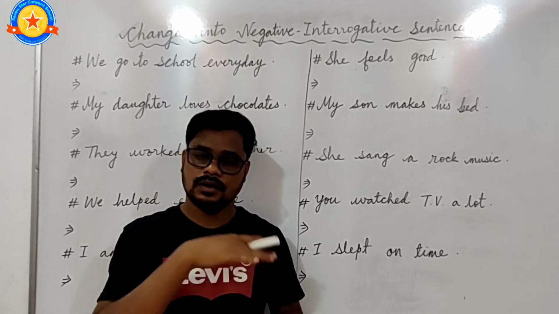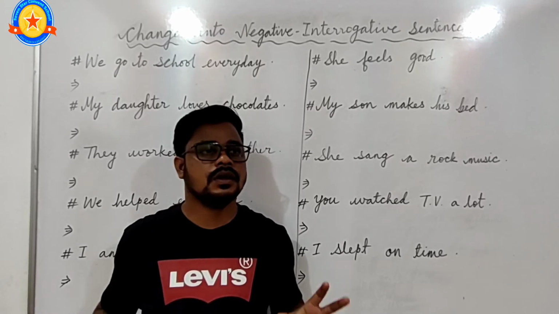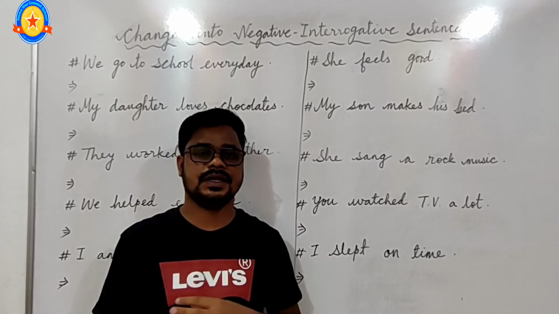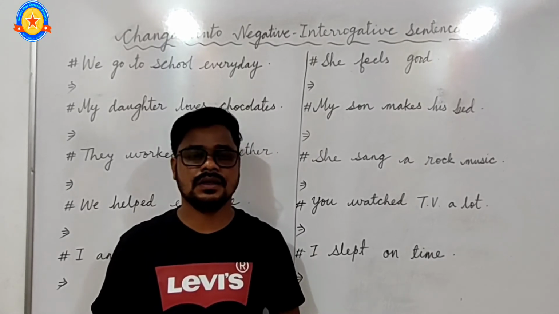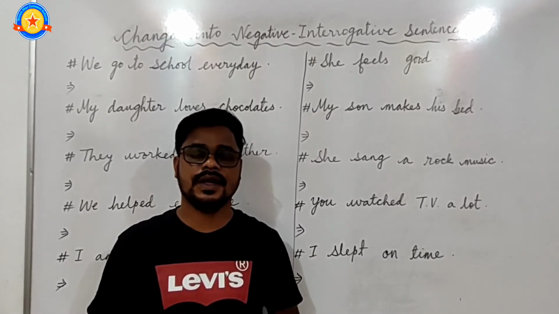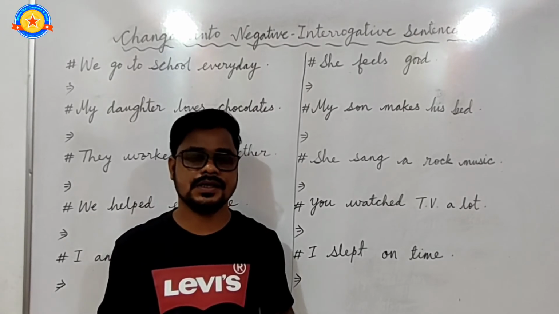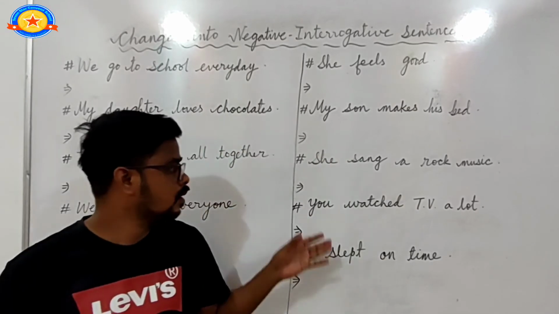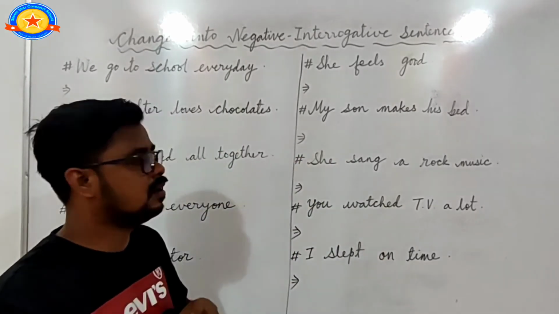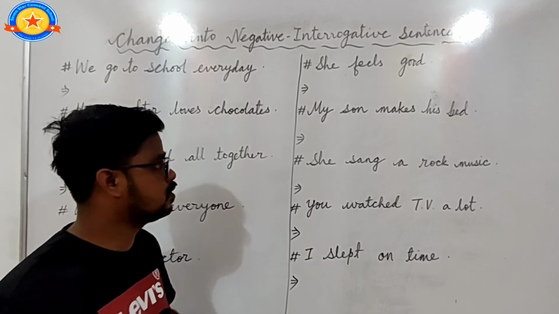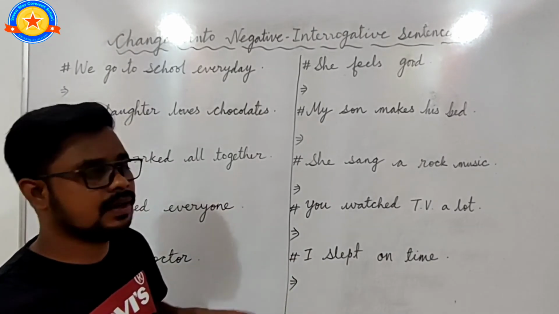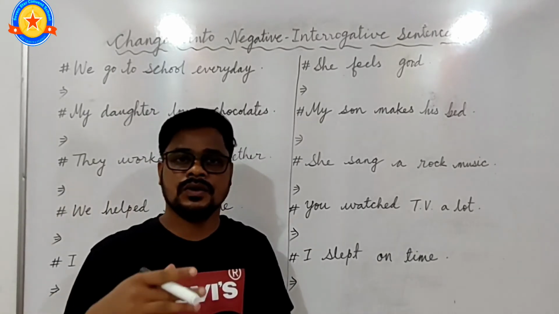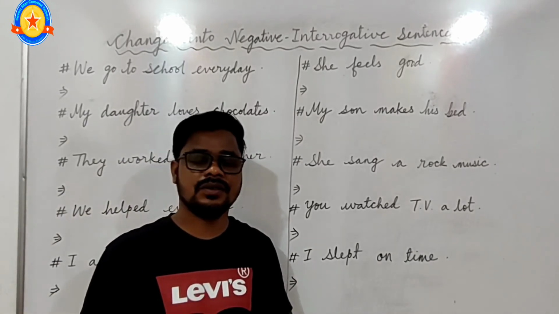Okay, in a single sentence. In previous classes we have learned how to change interrogative sentences. Today we are going to learn negative and interrogative sentences and their changes. I have given here some examples of affirmative sentences. We have to change these into negative and interrogative sentences. Let me tell you the formula to form negative and interrogative sentences.